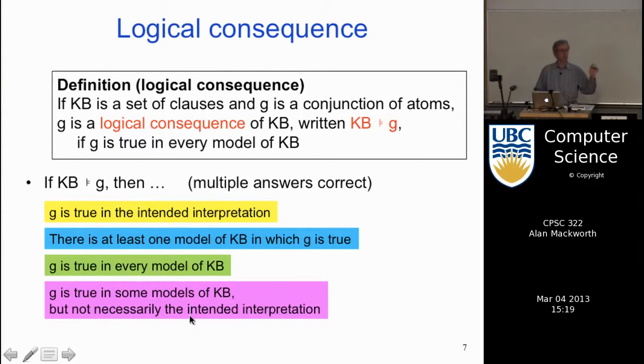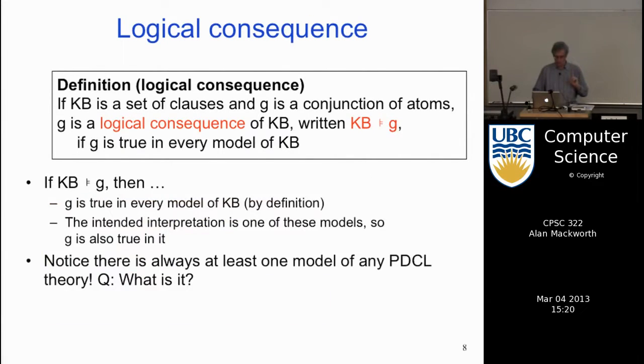Question. So you're saying presumably the blue one's only true in virtue of the type of logic we're using. That's correct. Like in first order logic, you can get an inconsistent knowledge base. So that's absolutely true. As I said, this is a bit tricky, the second one. But in this case, we'll see there's always a model for every PDCL theory, every propositional definite clause logic theory. There's always at least one model. So that's a good question. That's a claim. Notice there's always at least one model of any PDCL theory.